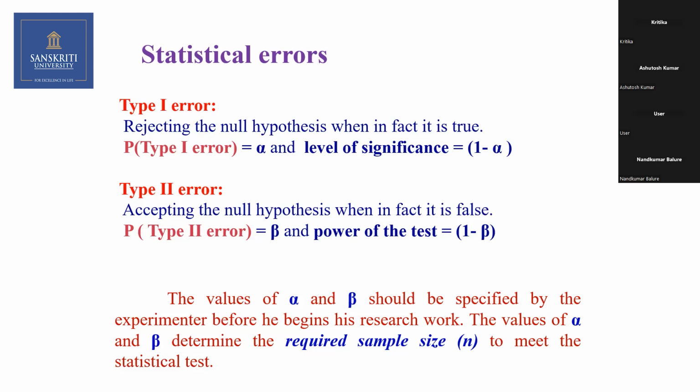Similarly, type 2 error means accepting the null hypothesis when in fact it is false. And the power of the test is 1 minus beta. How do we reduce this alpha and beta? By increasing the sample size. I think somebody might have told you they are inversely proportional. As the sample size increases, the error decreases. They are inversely proportional.